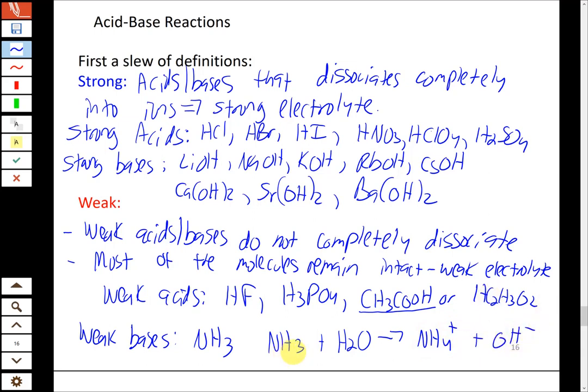So that's what happens when you dissolve NH3 in water. It does form a little bit of OH minus. Most of it stays as NH3. Most of it doesn't react with the water. But a little bit of it reacts, so you get some ions in solution, including some hydroxide, which is what we classify as a base.